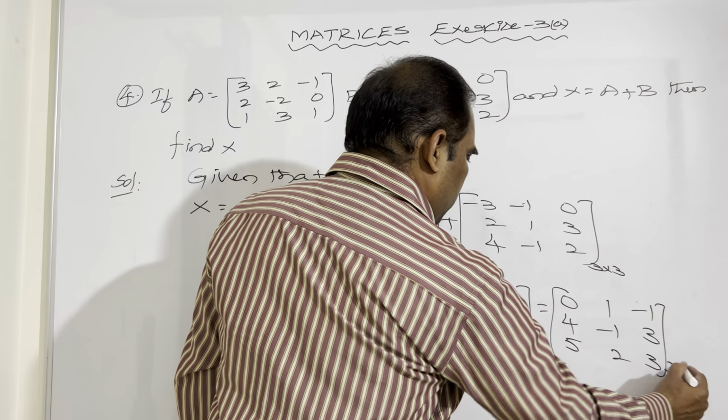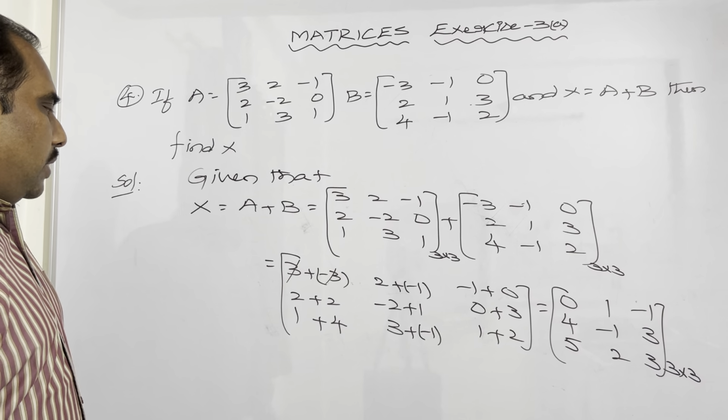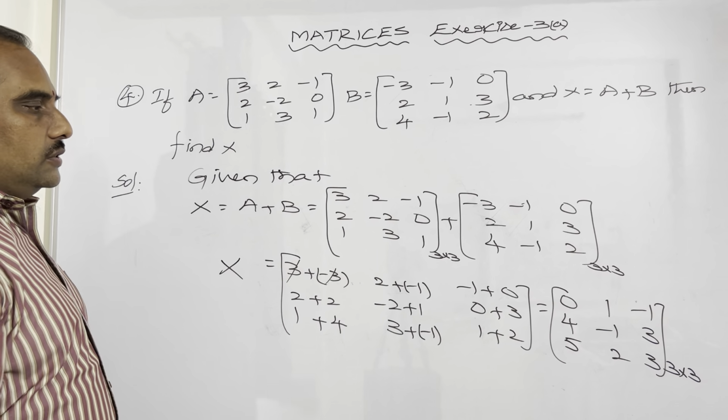See here, the resultant matrix order is also 3 by 3. So like this we can find X matrix.